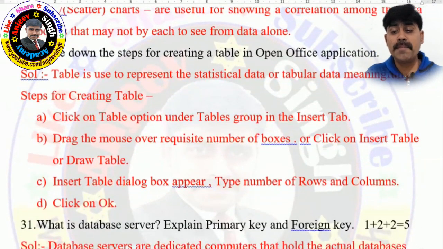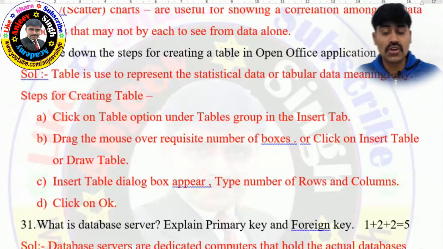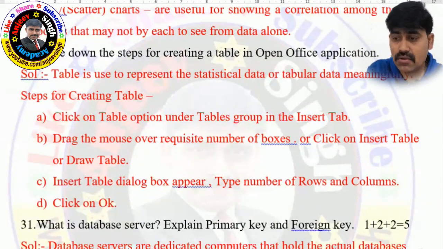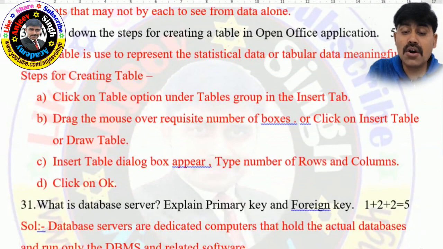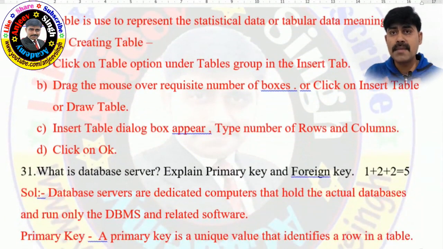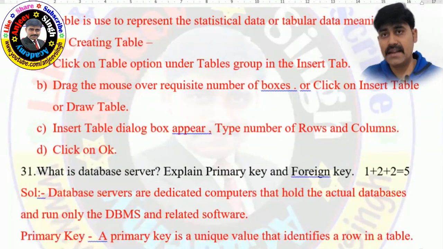What is the database server? Explain primary key and foreign key. This is the last question of this paper. Database servers are dedicated computers that hold the actual databases, meaning they contain the databases. Those are called database servers and run only the DBMS and related software. Primary key is what? Primary key is a unique key through which you can identify a row in a table. It uniquely identifies the row in a table.